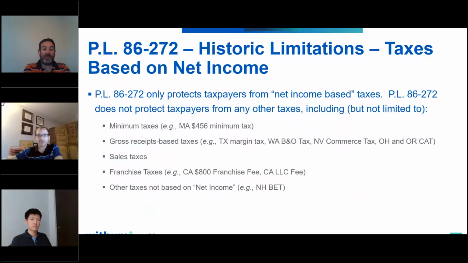So moving on. Jonathan, real quickly, you mentioned that if a business is only selling tangible personal property, they might be able to claim 86272.